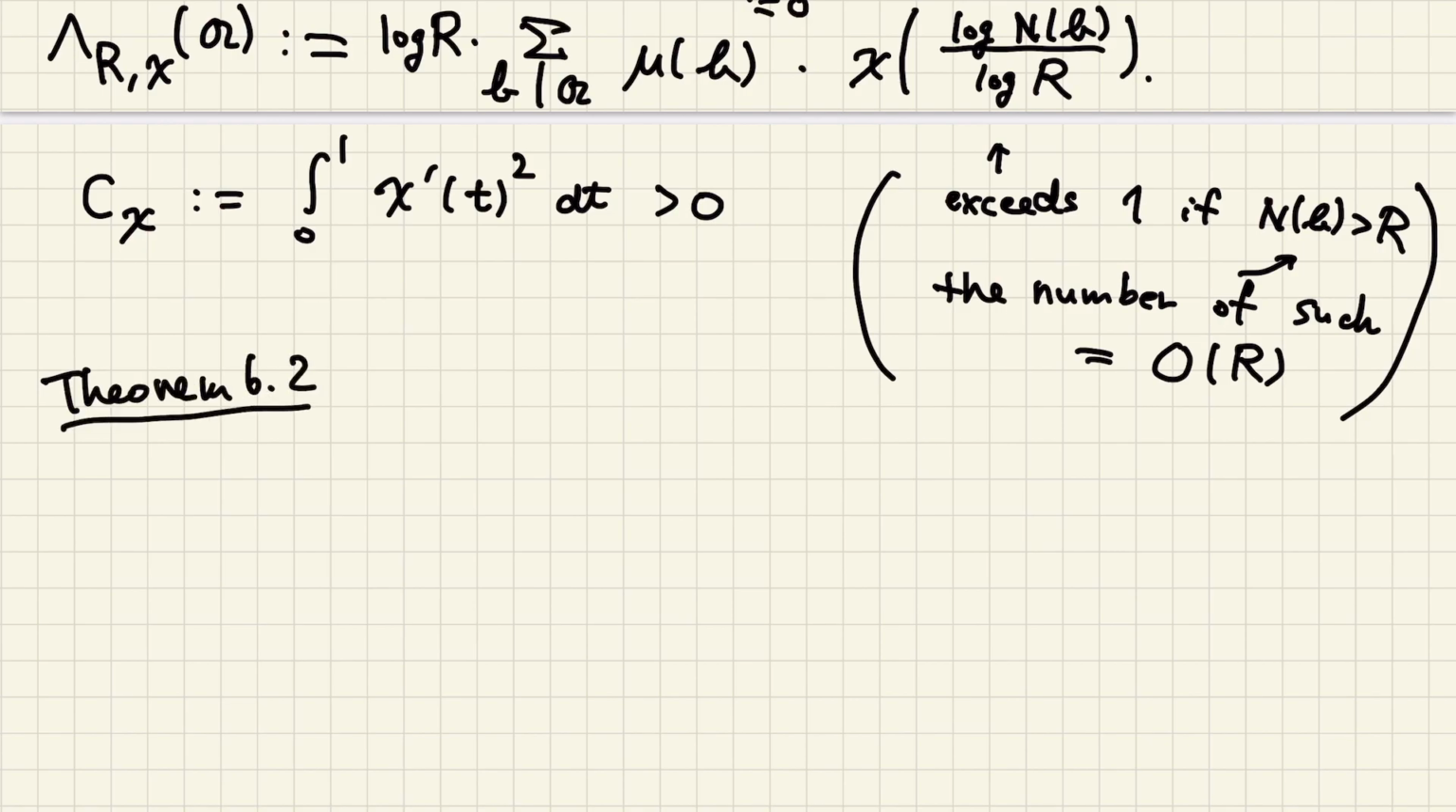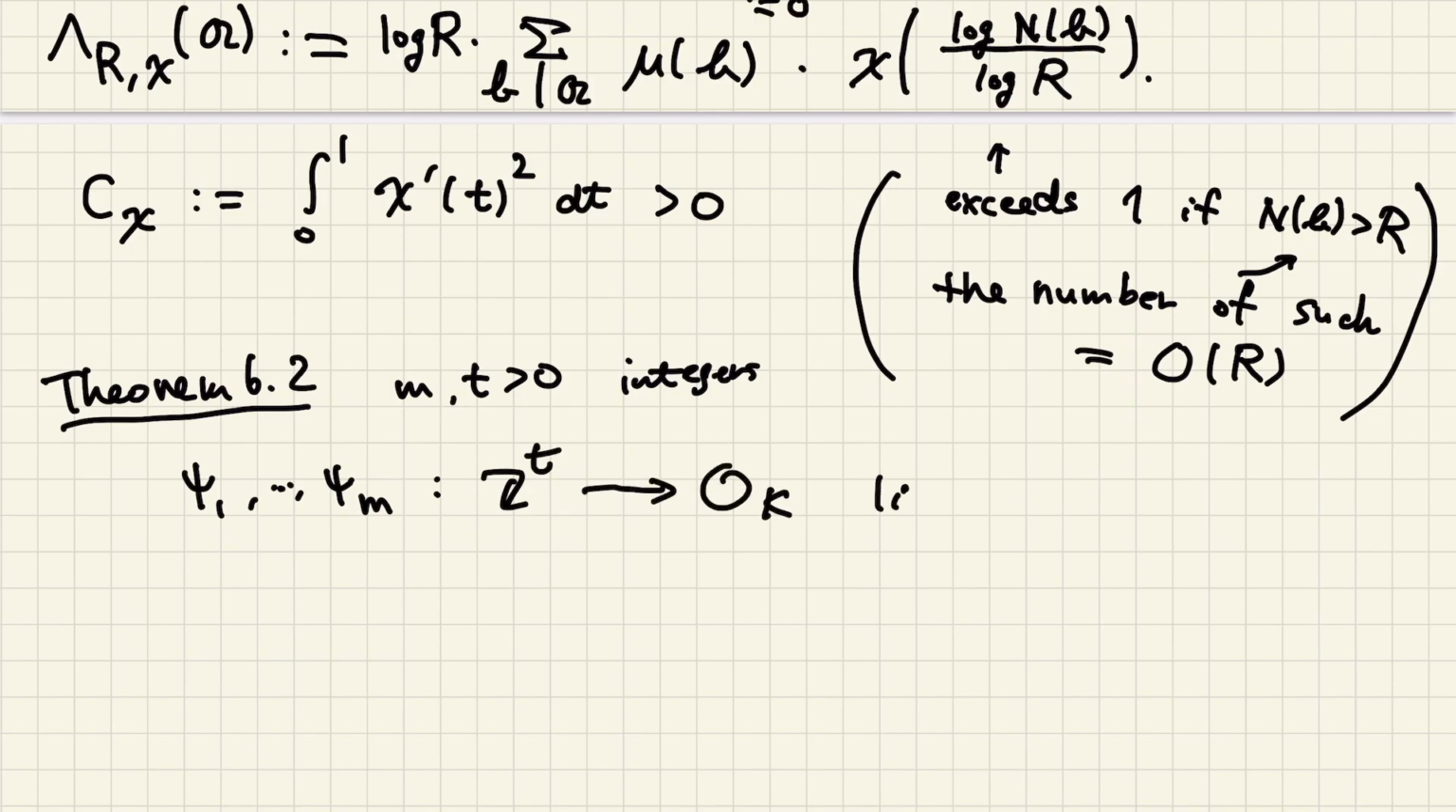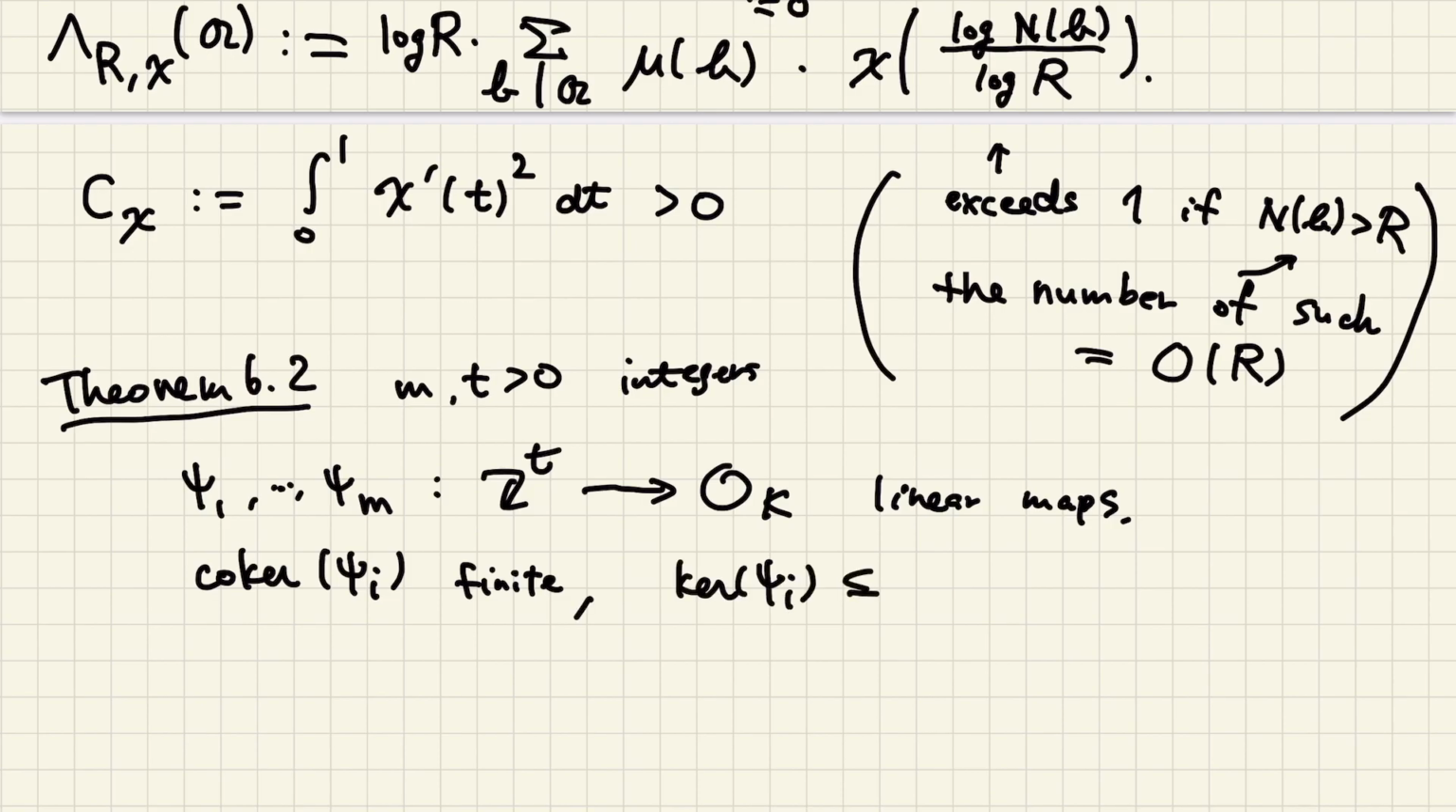So there are a lot of hypotheses. m and t are positive integers. m is the number of linear functions you consider, and t is the dimension of the source. These are Z-linear maps, and I assume co-kernels are finite. In practice, you will only encounter a situation where the co-kernel is trivial, namely all the maps are surjective. And the kernels don't have inclusion relations.